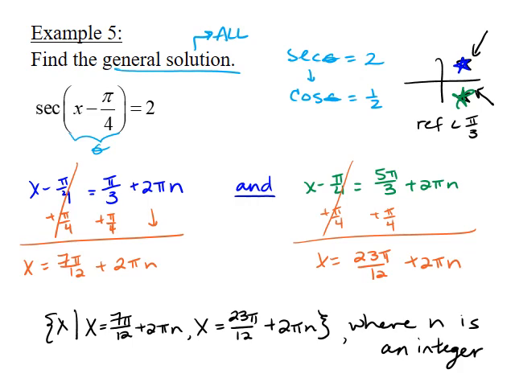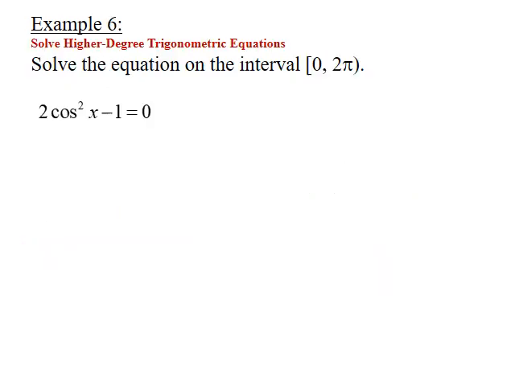Okay, let's look at another. This is a higher degree trig function. As you can see, I have an exponent now. I'm going to solve this in the same way, but I'll have to take the square root of both sides at some point as well. So let's add 1 and divide by 2.